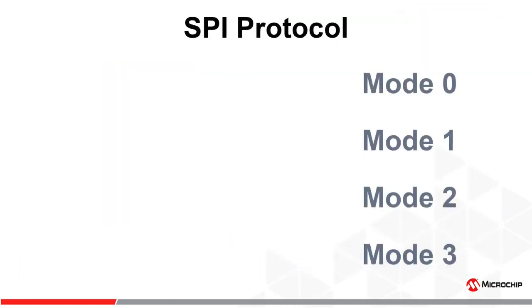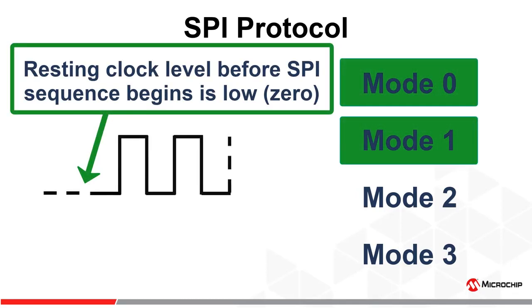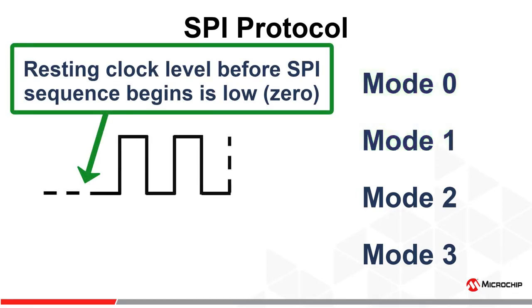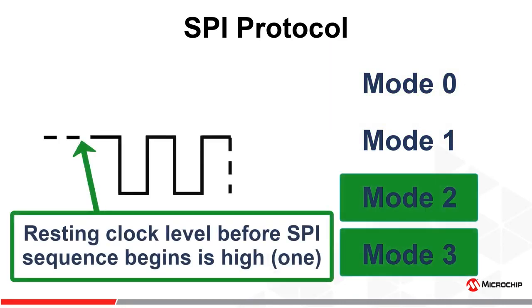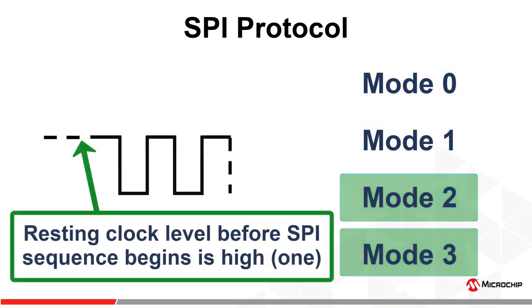SPI protocol defines 4 modes of operation related to the clock default level and which clock edges data is sampled on and driven out on. The clock default level for mode 0 and mode 1 is low, and the clock default level for mode 2 and mode 3 is high.